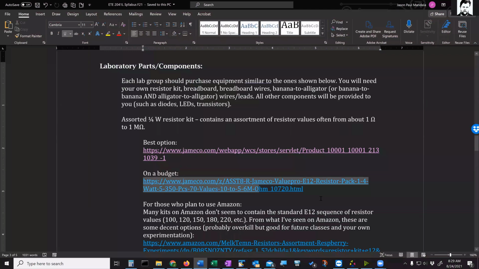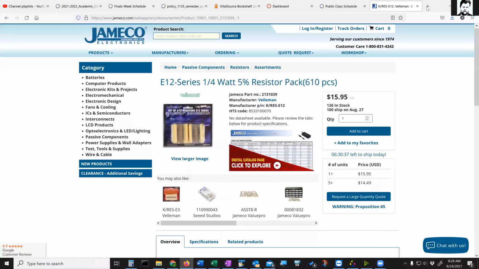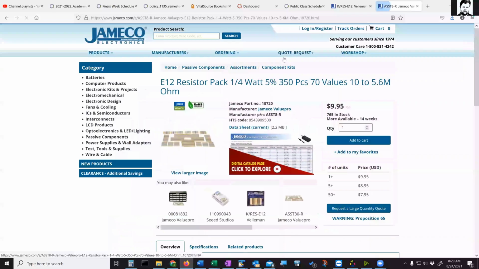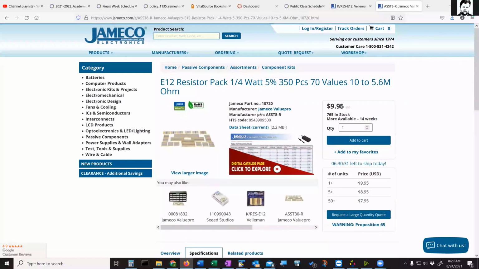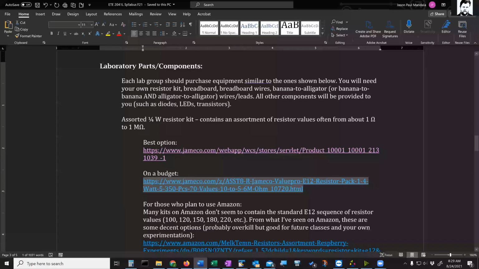Okay, so that's one option for your resistor kit. There's another option here. I think this one was the $15, the Velleman E12 kit. We also have a slightly cheaper option at $10 instead of $15. It has fewer values. I think the other one had 600 pieces. This has 350 pieces. The other one had, I think, 100 and something different values. This one has 70 different values. So this one is a little bit cheaper, also from Jameco.